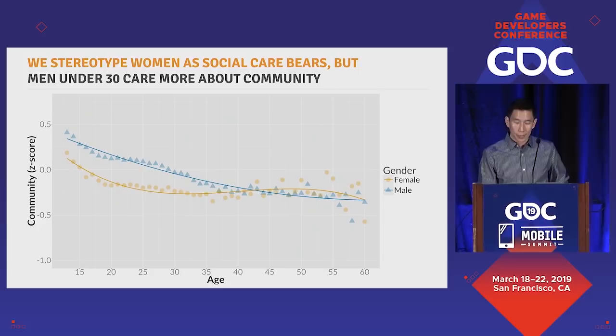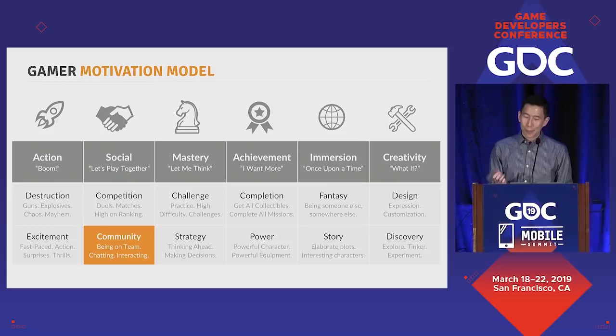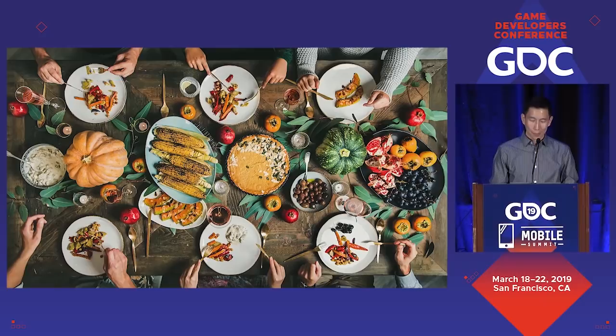Community is next. Community and competition are the two motivations that fall under social. Community is about working with other players. Competition is about working against other players. Community is about shared experiences, of being willing to not be fully in control of your game experience, being open to experiencing the game through someone else's eyes and actions. There's an interplay here between dependence versus independence, collaboration versus control.